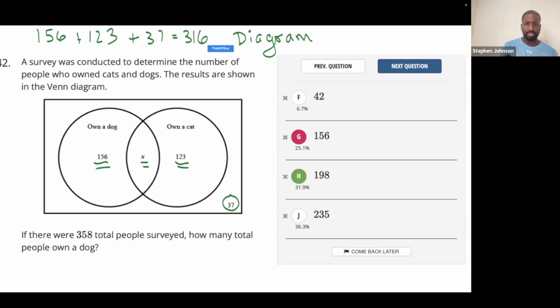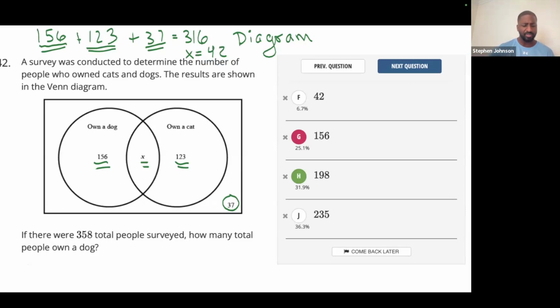That means that if that represents 316 people, 316 people told us, some of them told us, I only own a dog. 123 of them told us, I only own a cat. 37 of them told us, I own neither of those animals. And then X of them told us that they own both. Then 316 plus X has to equal 358. So I actually know that X is equal to 42. I don't know if that's valuable, but I hope the logic of what I just said makes sense.